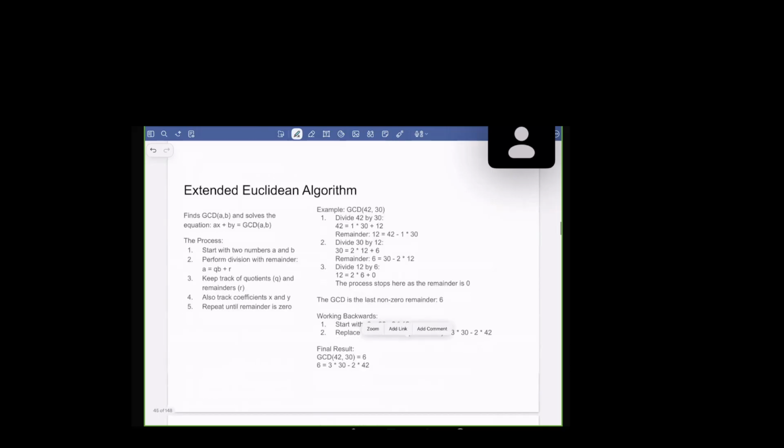And then the extended Euclidean algorithm, it's often used to find the inverse of a number in modular arithmetic. And it's also just an algorithm that I believe you can find on past CS70 discussions and worksheets. I'm also not going to go through this right now.